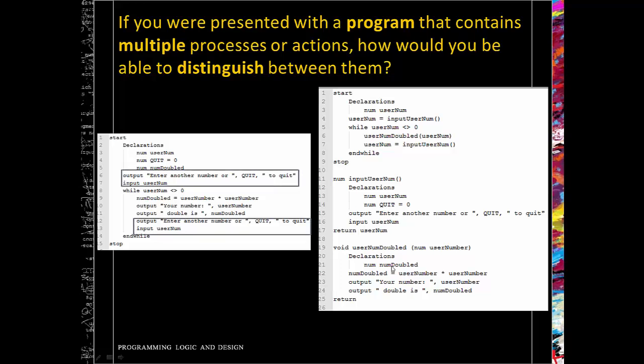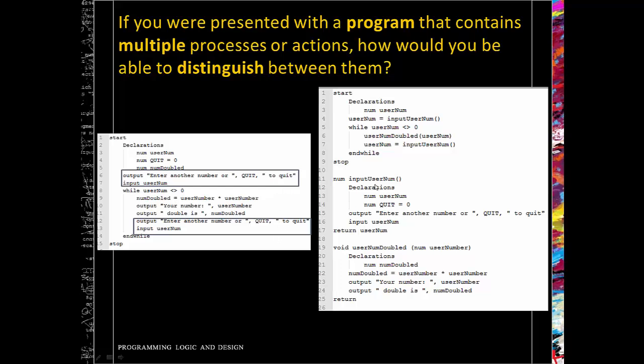We're outputting "enter another number or quit to quit." And you can see we do that twice because here we initialize the number and then we alter the number. That's what happens when we work with loops, right? Okay, so we've got a process happening here. So we create a method for that doubled up process, that process that's working twice.